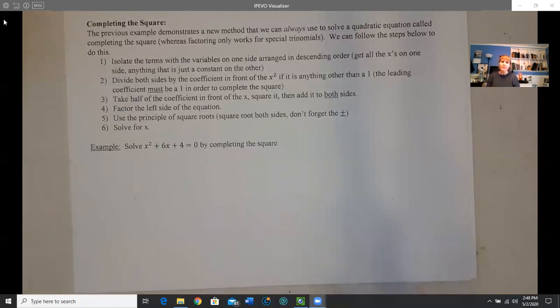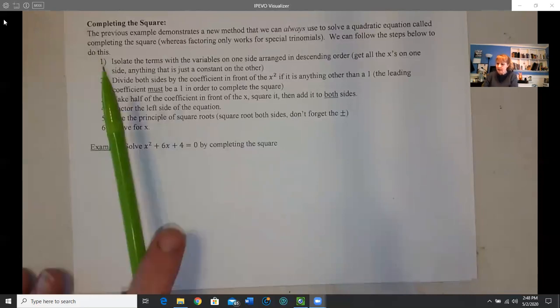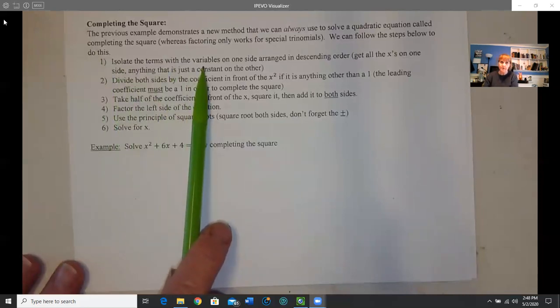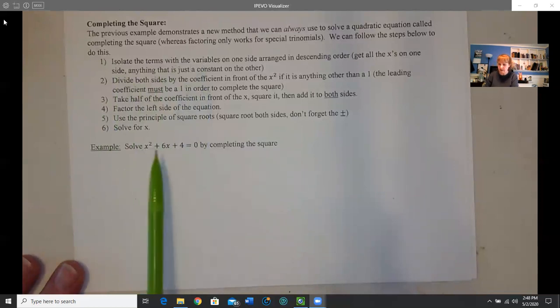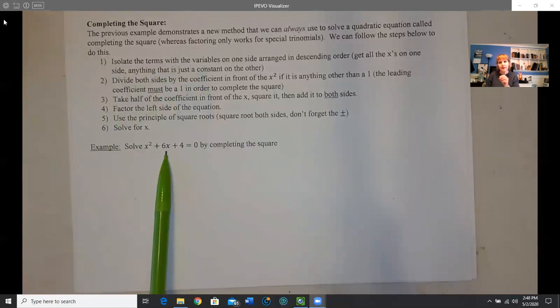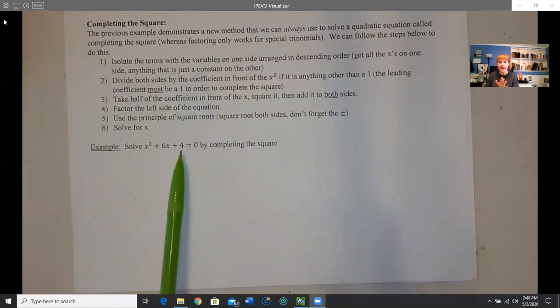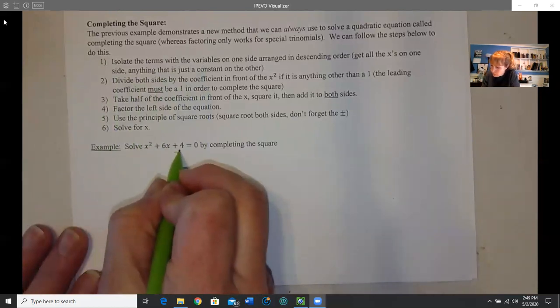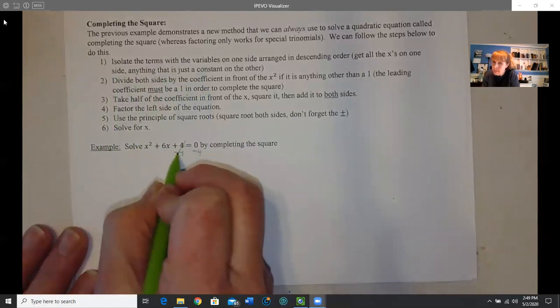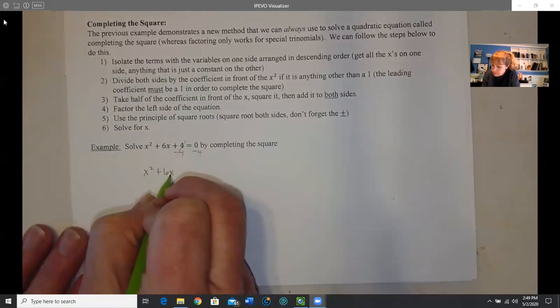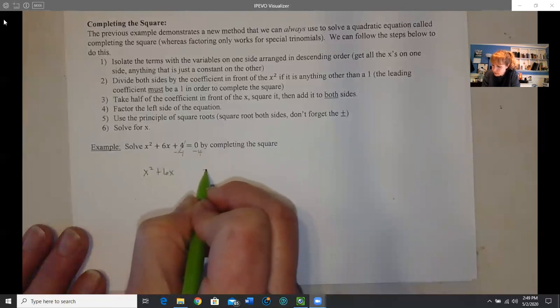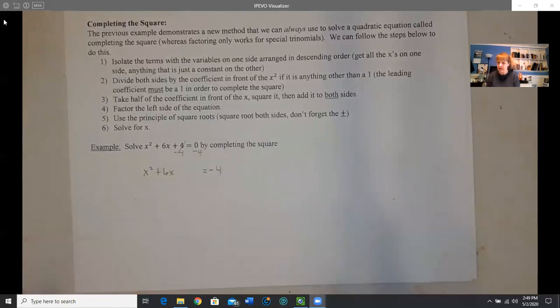To complete the square, the first thing you do, step 1, is to isolate the terms with variables. So I have 2 terms with a variable. Our first term has a variable, and the second term has a variable. We need to isolate them, which means the 4 has to go to the other side. So our first step is to move the 4 over. Get rid of any numbers. x squared plus 6x. I'm going to leave a space. Equals -4. And you'll see why here in a minute.